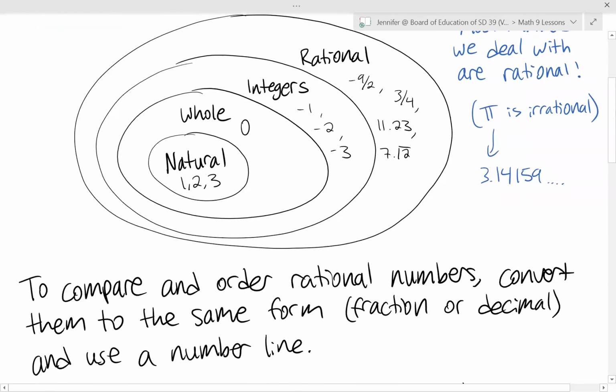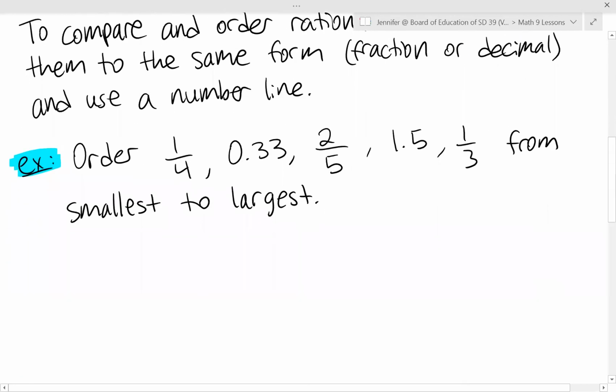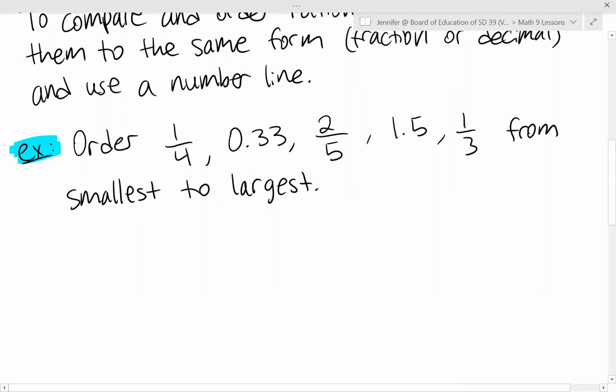To compare and order rational numbers, we first convert them so that they're all in the same form, so whether they're all fractions or all decimals, and we use a number line to help order them from smallest to largest, or vice versa. So in this example, we're given a bunch of rational numbers and we want to order them from the smallest to the largest. These are in different forms, so let's all convert them to the same form so that it's easy to compare, like comparing apples to apples and oranges to oranges.